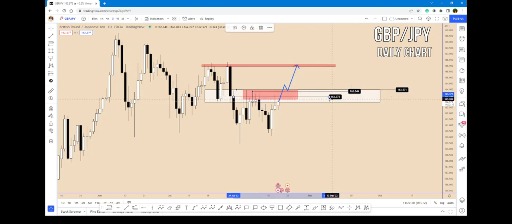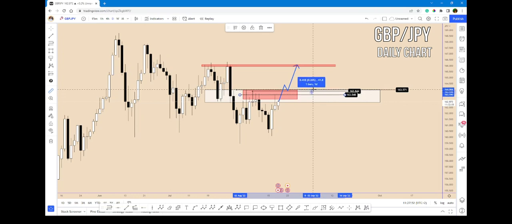Our area is defined very well from the top. 163.50 is the beginning of the area, and 163.97 is the top. So this is approximately a 40 pips area. This is where the price should face the strongest resistance.